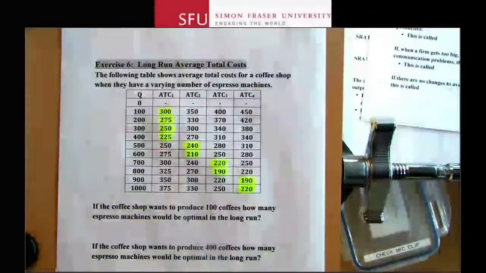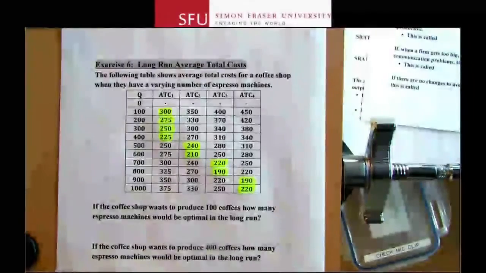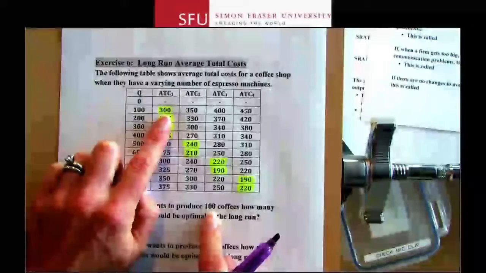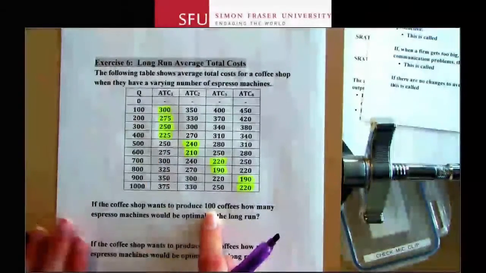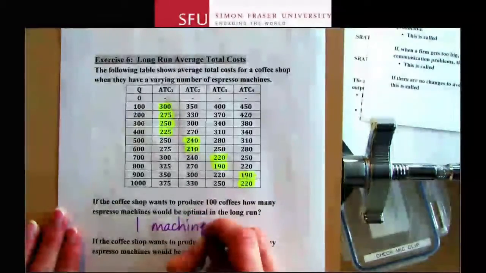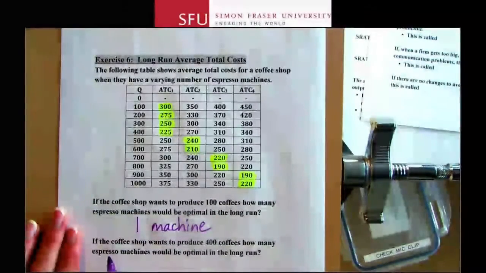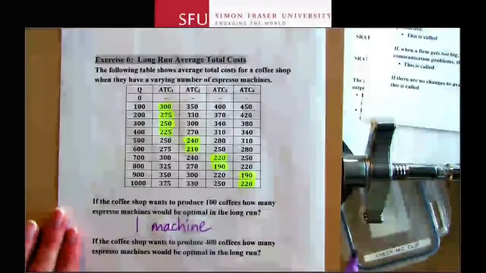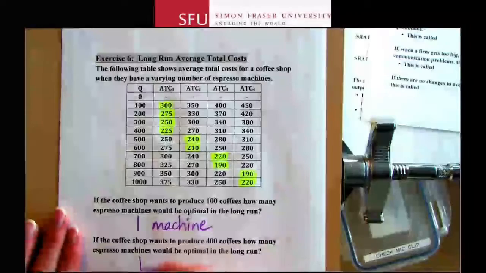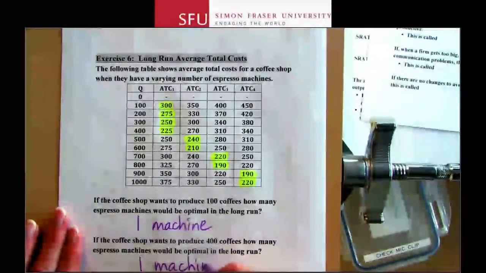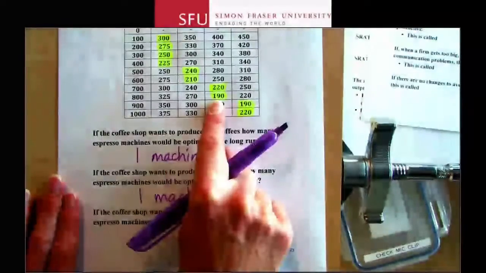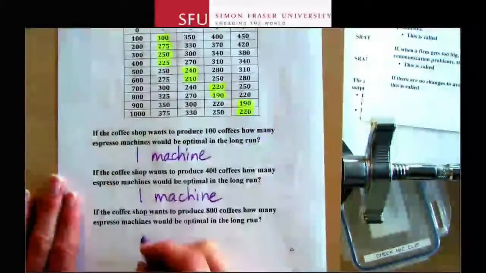So, first question, if the coffee shop wants to produce 100 coffees, how many machines should they have? All right, well, the lowest cost at 100 is with one machine. If the coffee shop wants to produce 400 coffees, how many machines should they have? One. What about 800 coffees? Yes, so now three machines will give them the lowest cost. Good.